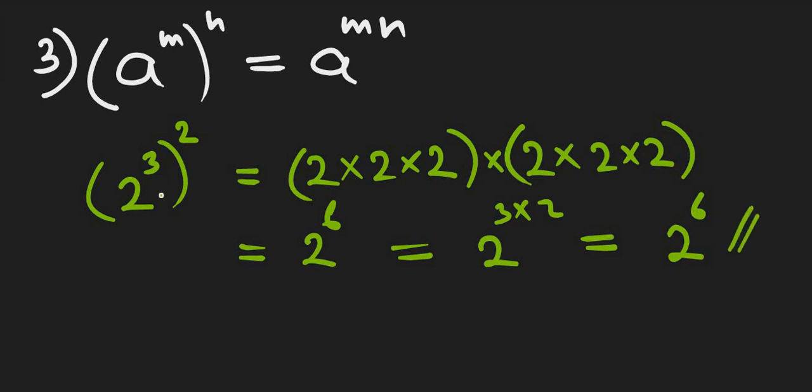Let's look at rule number 4. Now, rule number 4 states that any variable to the power 1 is that particular variable. Let's say variable a to the power 1 is a. Now it's time to work out an example.